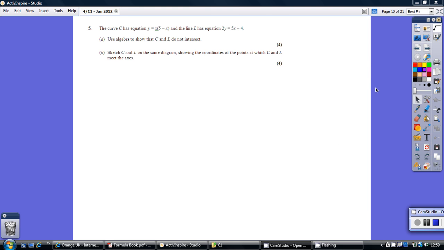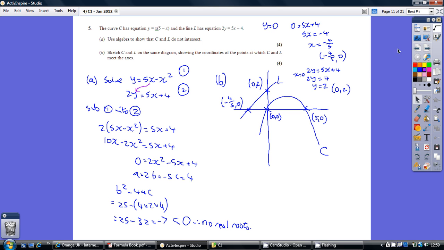Here's question 5, have a go. Okay, so for part A we've got to show that they do not intersect. So basically we're going to need to show that when we combine them and then find the discriminant, b squared minus 4ac, that it is less than 0, and in that case there are no real roots.